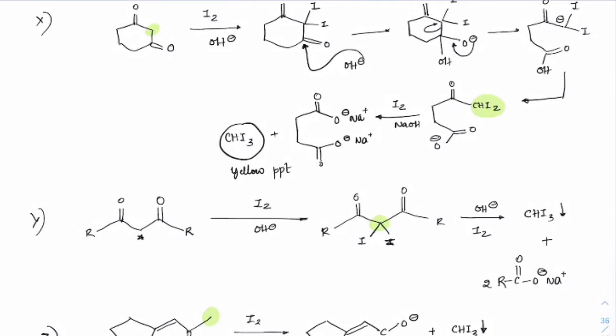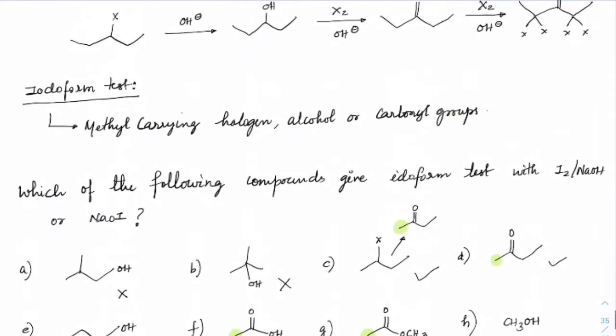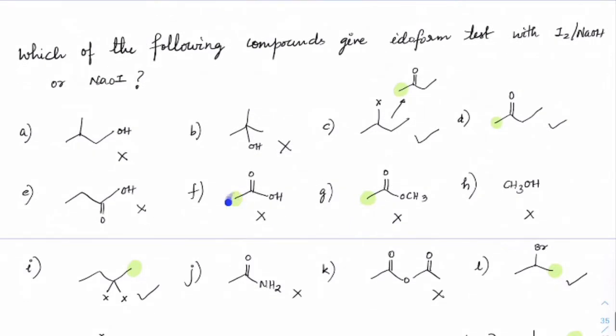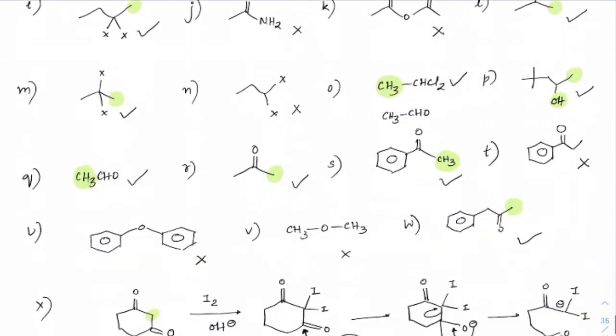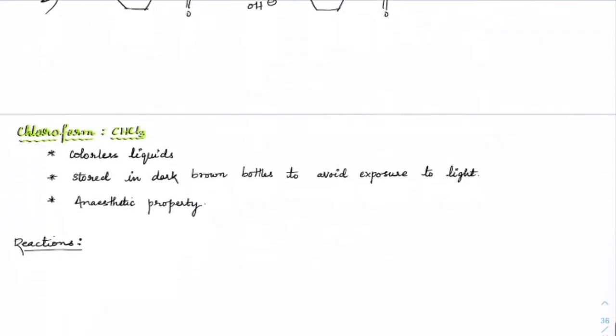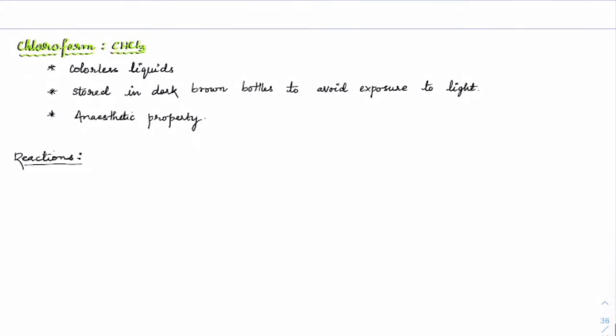Right, so guys, we were discussing the haloform reaction, which is an important test to identify methyl-containing aldehydes, ketones or alcohols, right? So this was an important area which we discussed. Now, we will specifically stick to chloroform and understand its uses as well as its properties.